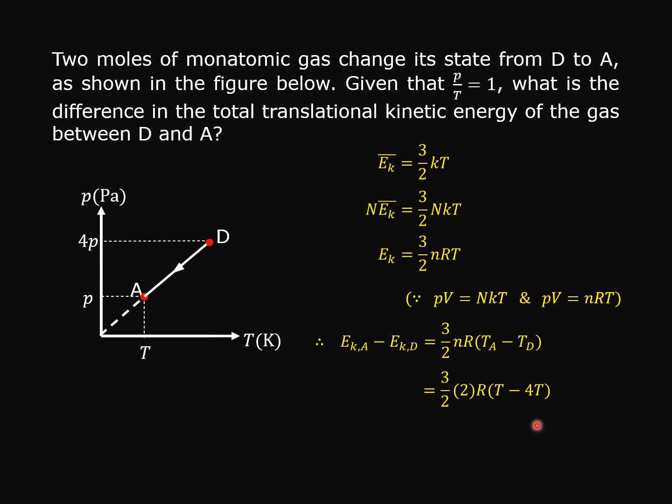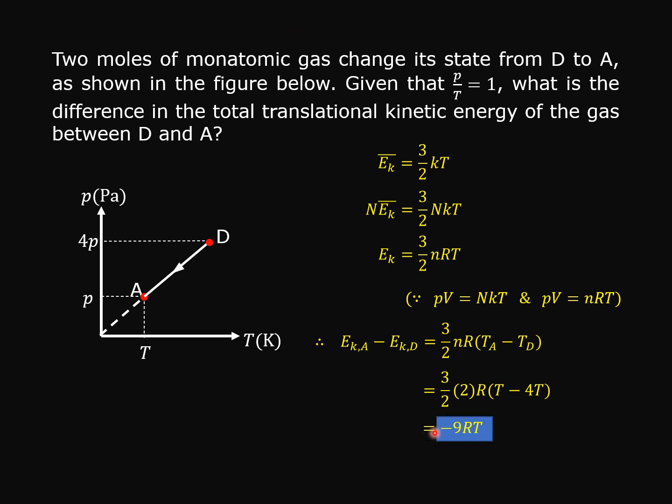Therefore, now we have these expressions with n equal to 2, as given in the question. Because T minus 4T will give us negative 3T, the 2 and 2 cancel out, so 3 multiplied with negative 3 gives negative 9RT. So this is the answer. This is the difference in the total kinetic energy of the gas between state D and state A.